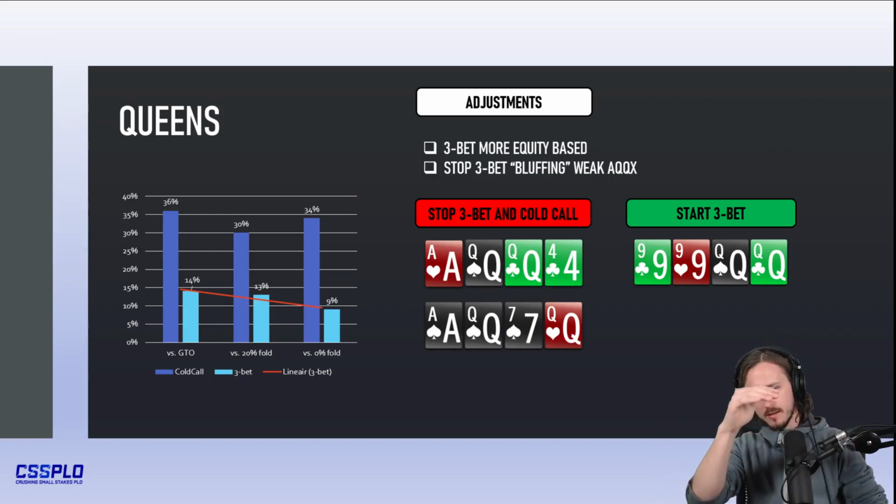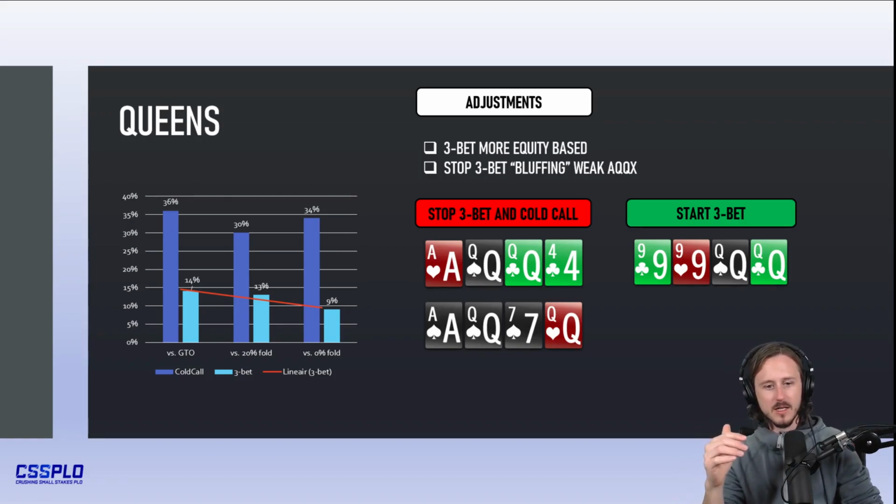But you can see that the 3-bet of queens drops from 14% to 13% to 9%. So the less often your opponent is folding, the less you should 3-bet with your queens. Now, so far, this is part 1 of talking about how to play against an opponent who doesn't like to fold versus 3-bet. And I recommend you jump into part 2, where we'll look into the lower pairs as well as the double suited and single suited rundowns.